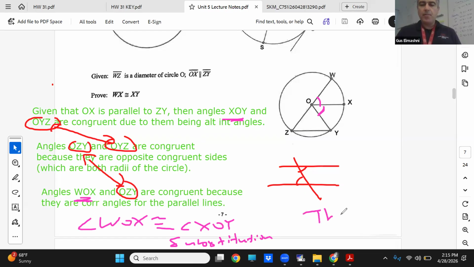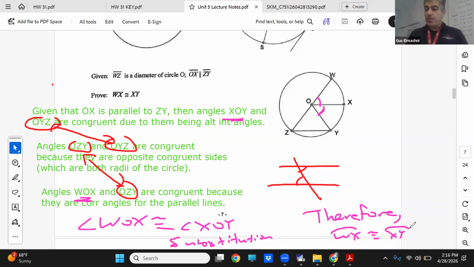So therefore, arc WX, which is opposite WOX, and arc XY, which is opposite XOY, are congruent because they come from congruent angles. Correct, right. So that's how you would talk it out.